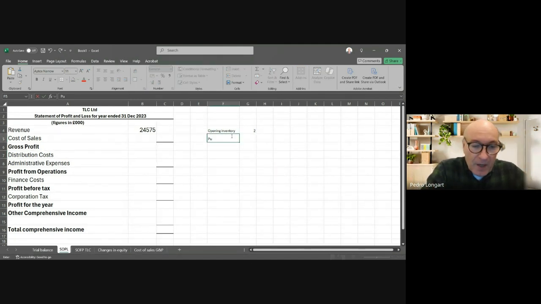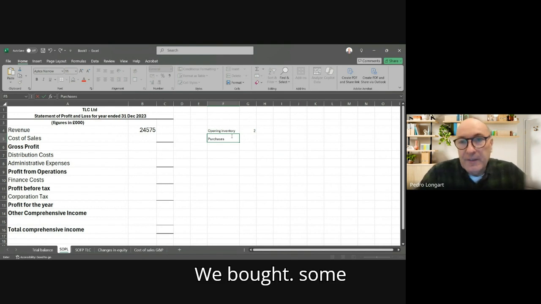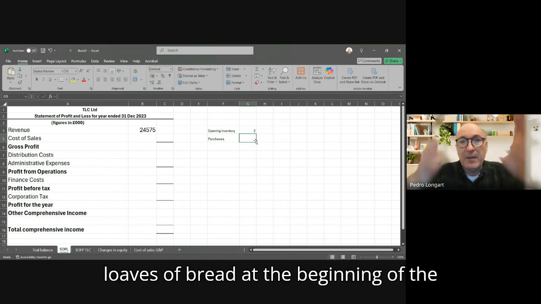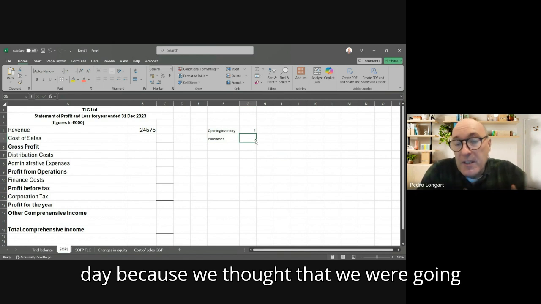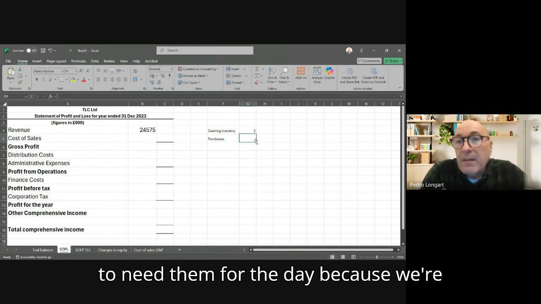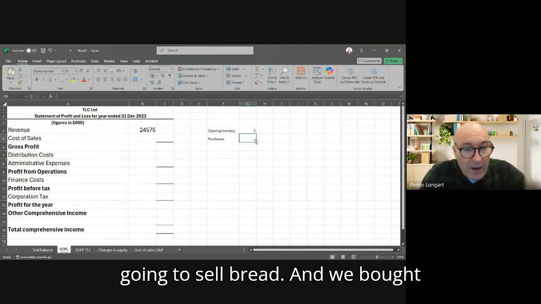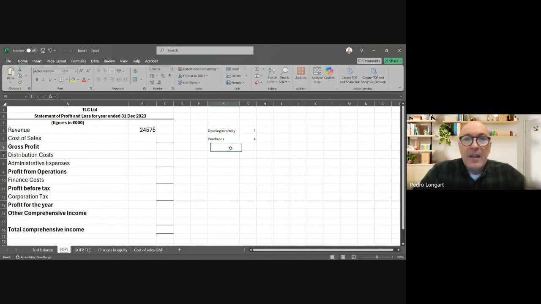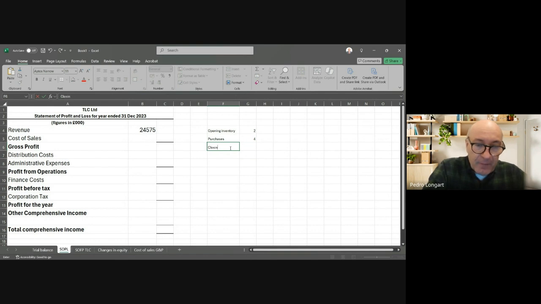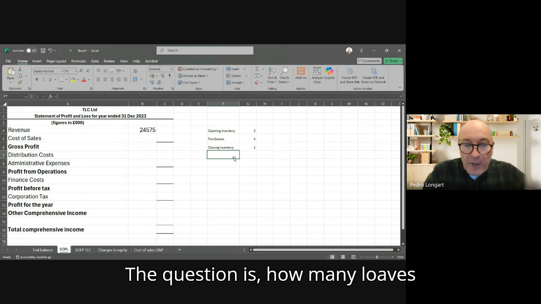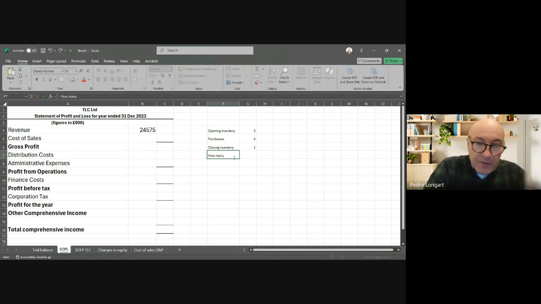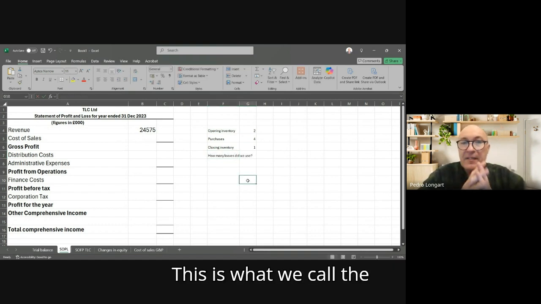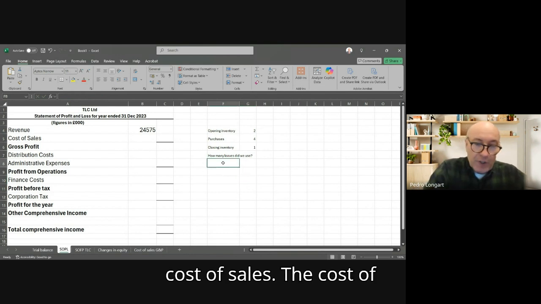Then we bought some loaves of bread at the beginning of the day because we thought that we were going to need them for the day because we're going to sell bread. And we bought 4. At the end of the day, we end up having 1 loaf of bread. The question is, how many loaves did we use? This is what we call the cost of sales.